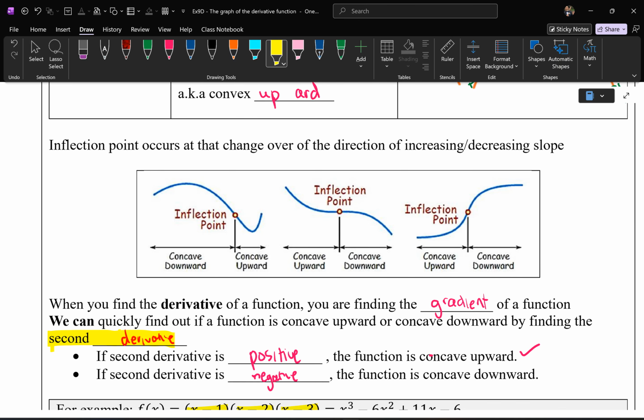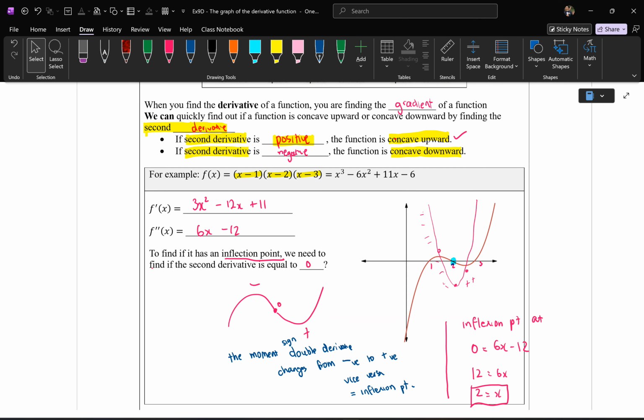And so therefore in this example, which I've left there from last year when I was explaining it, you find the derivative of x cubed minus 6x squared plus 11x minus 6. That's the first derivative, so that tells you the gradient graph. But from the gradient graph, if you derive it twice, now you're looking at the rate of change of your gradient. So therefore 6x minus 12. We know that for inflection points, there has to be a change. If there's going to be a change, there must be a 0 somewhere. So if we let it equal 0, we find out it's at x equals 2.